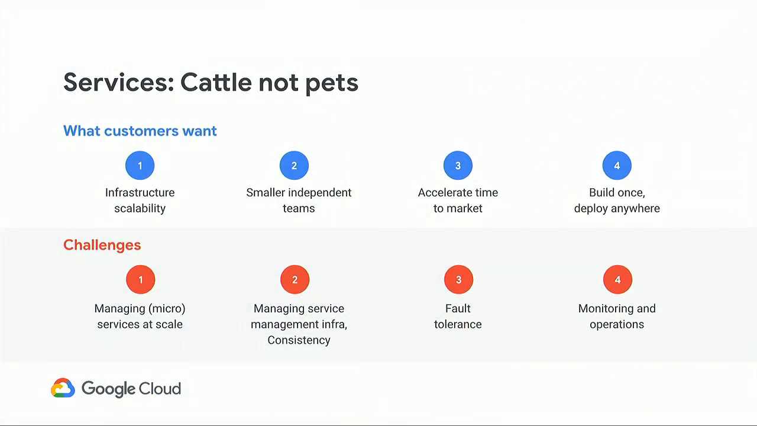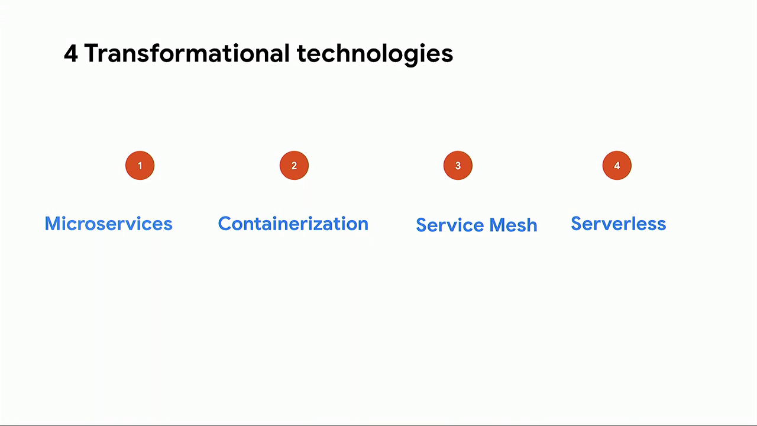Because if you really think of the customer, they don't really care about service mesh. They're not really caring about containers. What they're really asking for is infrastructure and data scalability. They want smaller, independent development teams. They want to ship faster. And they want to deploy services wherever they want, but manage all of these uniformly. They definitely don't want to build or manage the services management infrastructure. And they want to migrate from their starting point at their own pace.